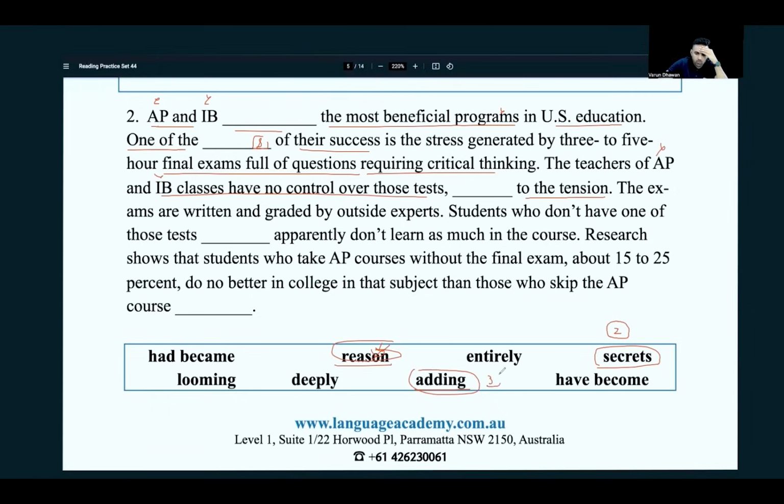Now we have got a bit more context that yes, they're talking about two courses which are very beneficial. In a final exam, there are 3 to 5 hours of critical thinking and teachers don't have access to the test. The exams are written and graded by outside experts. Students who don't have one of those tests, see again, one of the tests with S, same rule we applied over here. One of those tests, dash apparently, don't learn as much in the course. I'm not really sure about the context over here.